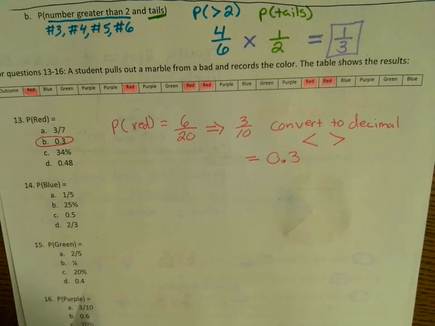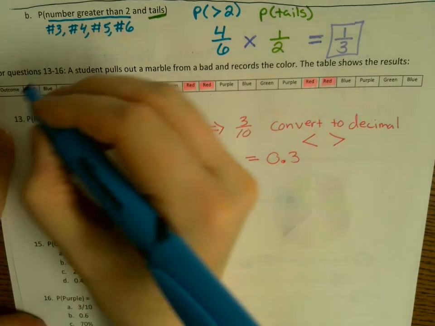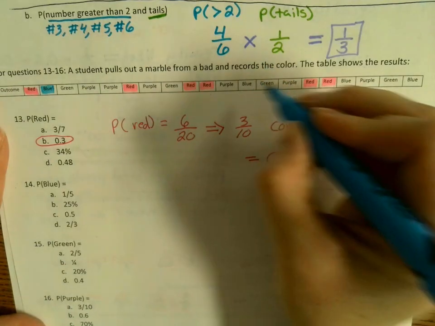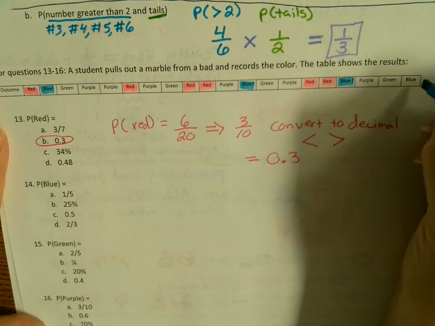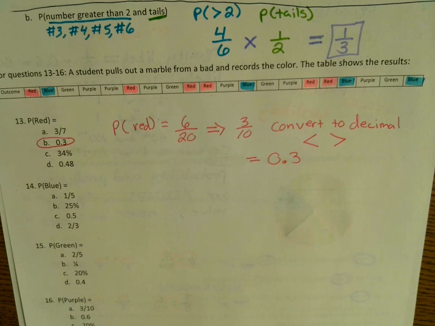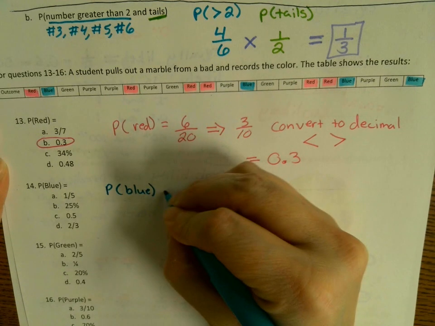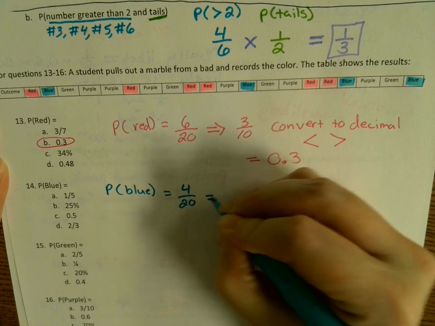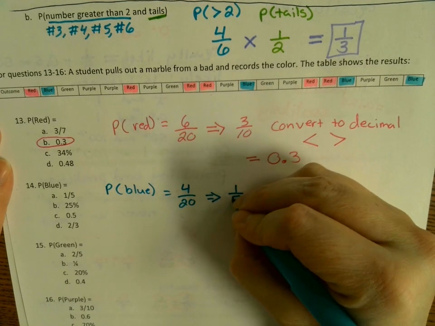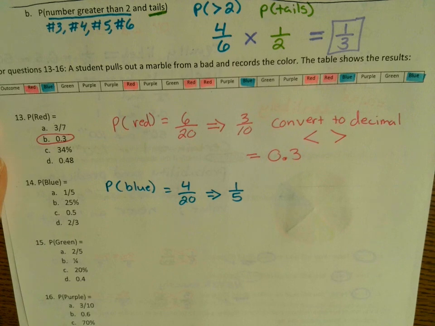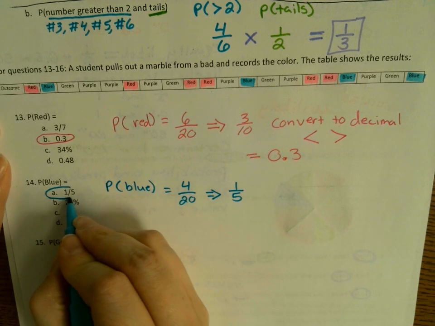Okay, let's do the same thing for blue. Count up how many blue there are. How many blue are there, guys? 4. There's 4 blue. We've got 1 right here, number 2, number 3, number 4. We've got 4 blues out of how much again? Out of 20. So the probability of blue is 4 out of 20. That simplifies to what? 1/5. Is 1/5 an answer? Yes. Here is the answer, 1/5. So we're good to go.